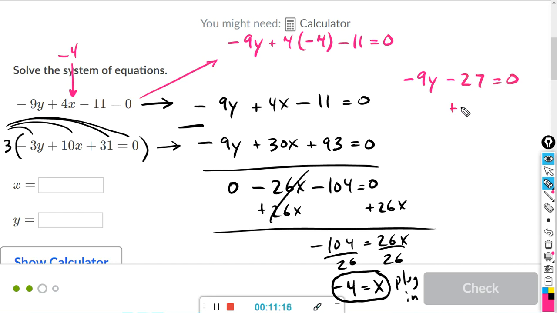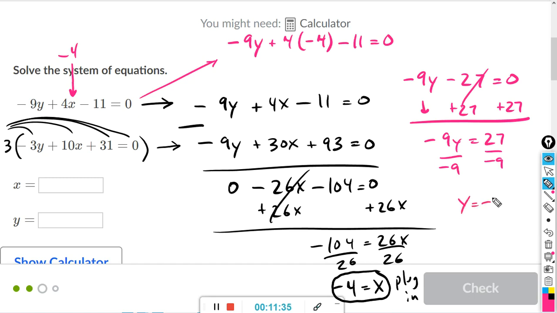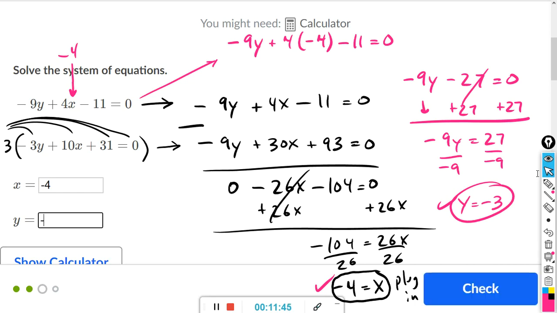Adding 27 to both sides, we have negative 9y. This cancels. Equals 27. And dividing both sides by negative 9, y equals negative 3. So you just enter these numbers in the boxes. X is negative 4, and y is negative 3.